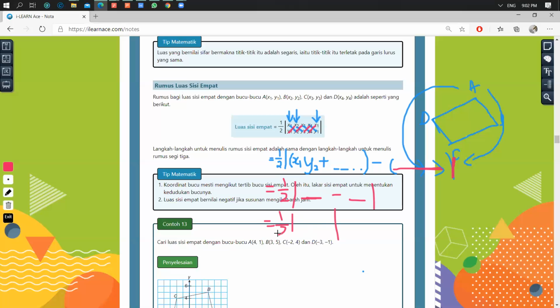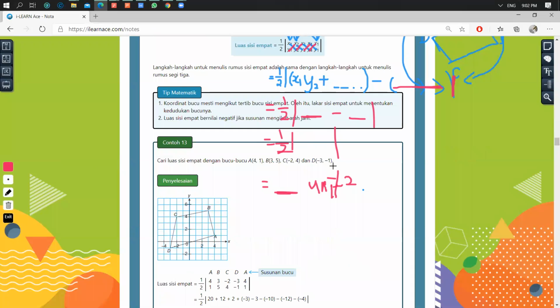Whatever inside here is going to be positive because of the modulus. Then the positive answer times your half will be your final answer in unit square. This is area, so you have to write unit square, unless they give you centimeter, then you use centimeter. Okay, so now let's look at the question here.